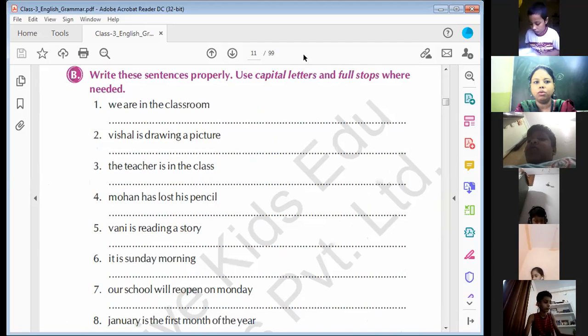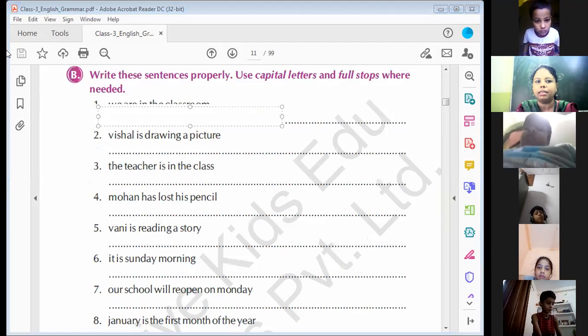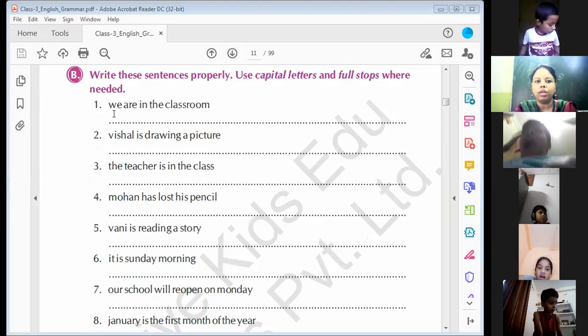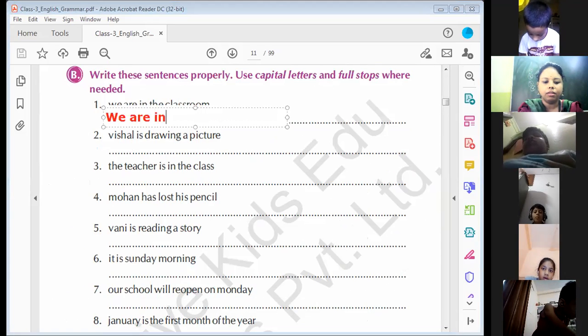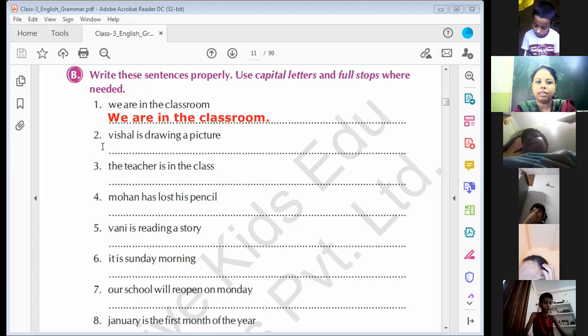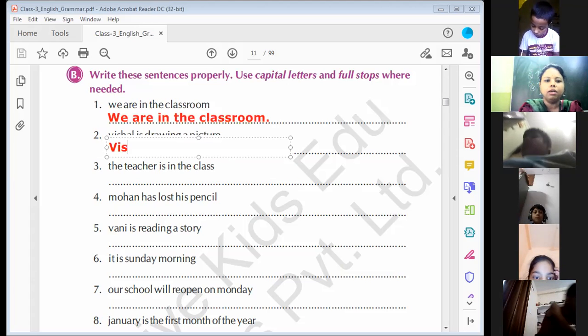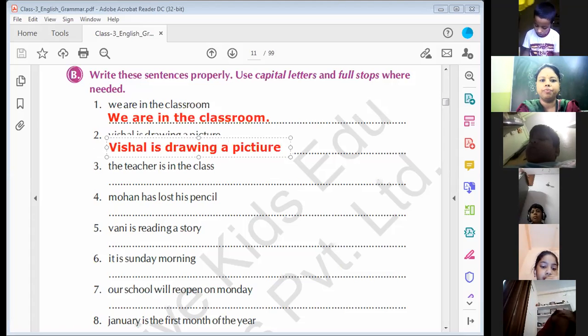So here you have to rewrite these sentences in a correct way using capital letters and full stops. The first question is, we are in the classroom. We are in the classroom, and we have to put a full stop. Next question is, Vishal is drawing a picture. So same as it is. Only the first letter should be in capital. Vishal is drawing a picture. Full stop. Don't forget to put a full stop.